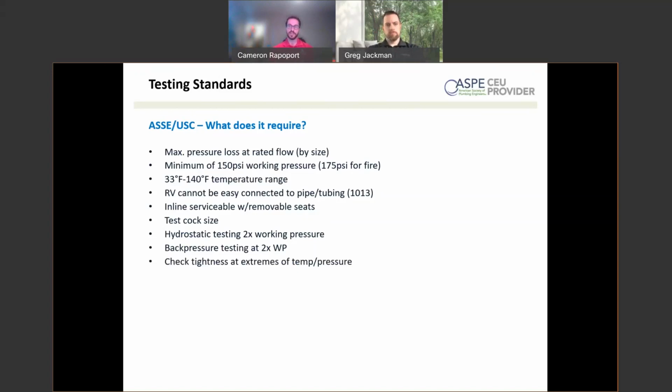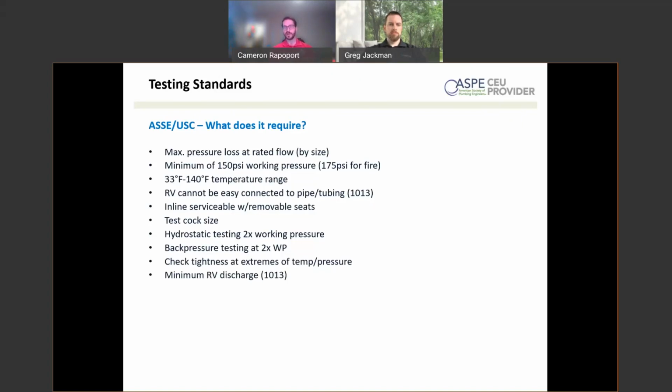They also check that check tightness at extremes of temperature and pressure. So they're going to be running it at 40 degrees, at ambient temperature, and at 140 degrees. I think they do 100 hours at 140 degrees, and then they retest the checks to make sure that they haven't degraded at all. They go down to, I think, 40 or 50 psi. It's got to work. Then they go all the way up to 175 psi. So there's a lot of testing at the extremes of those working temperatures and pressures.